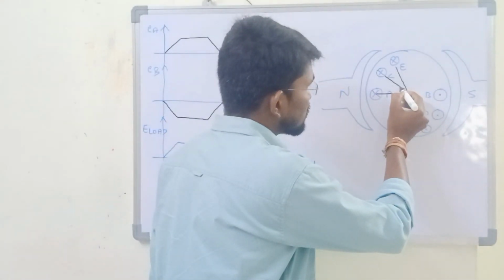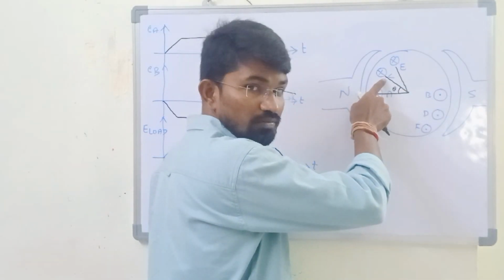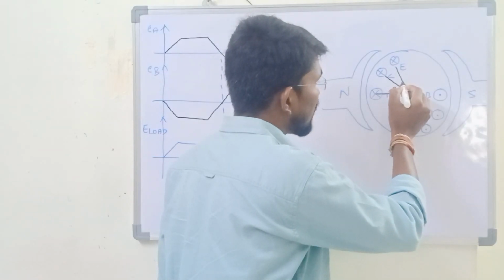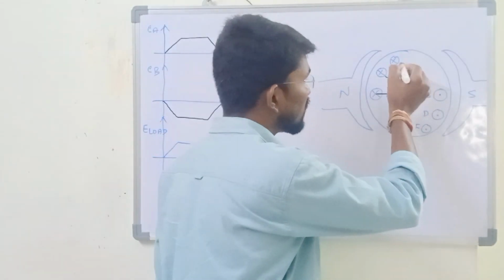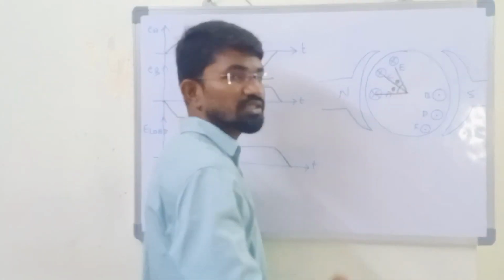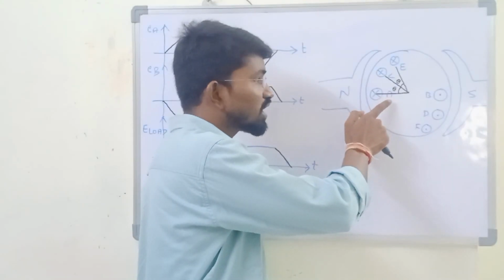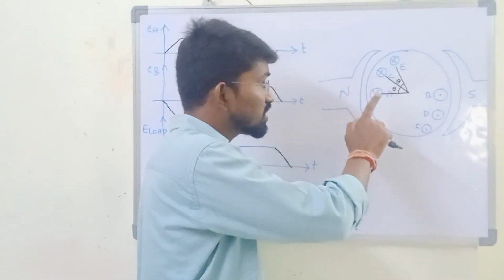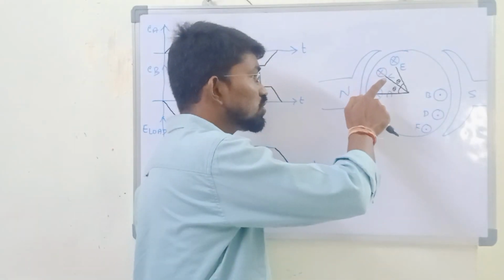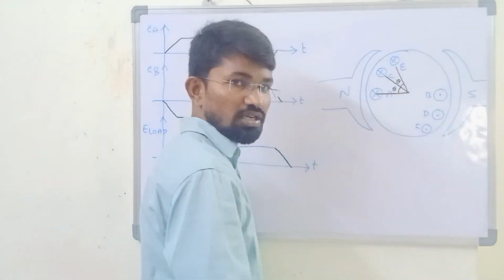Now conductor A is having a phase angle difference of theta from conductor C. Now this conductor C is having a phase angle difference of theta from conductor E. Yes or no? And this is what we call a distributed winding. That means the voltage induced in conductor A is having a phase angle difference of theta from conductor C. And the voltage induced in conductor C is having a phase angle difference of theta from conductor E.